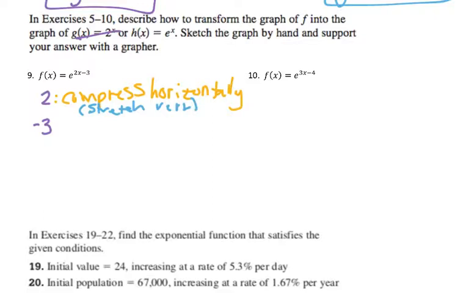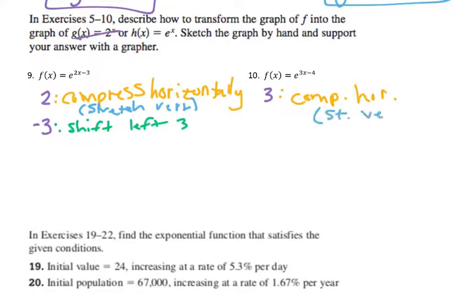And then for the next piece, the -3, that's going to shift it to the left 3. We'll do the other one, and then we'll graph them. So let's see. The two differences here is the number 3, which also compresses horizontally or stretches vertically. And then the -4, but this time it's not going to shift it left 3, it's going to shift it left 4. So not really a lot of difference there.